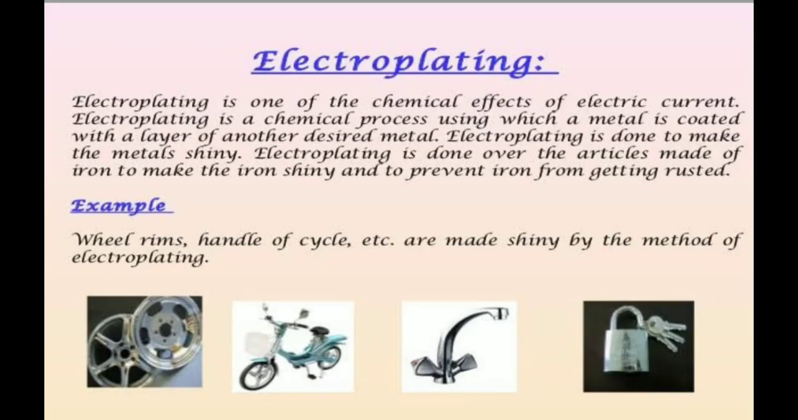One more example which works on the chemical effect of electric current is electroplating. Electroplating is a chemical process using which a metal is coated with a layer of another desired metal. Electroplating is done to make metals shiny. It is done over articles made of iron to make the iron shiny and to prevent it from getting rusted. So you can see examples here. Wheel rims and handles of a cycle are made shiny by the method of electroplating.